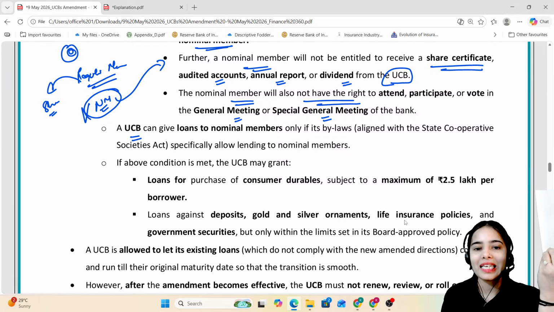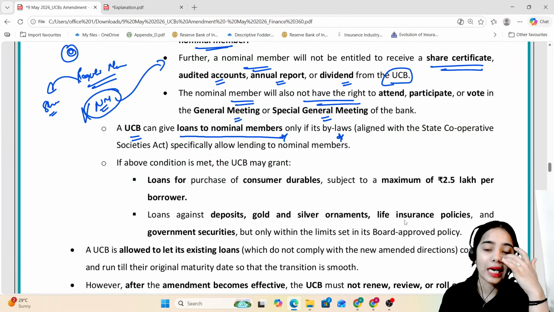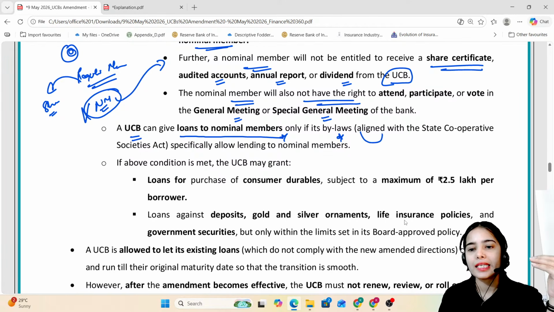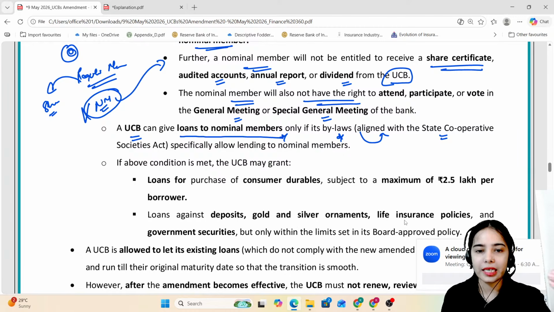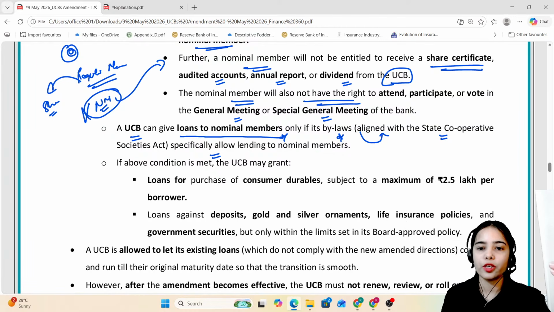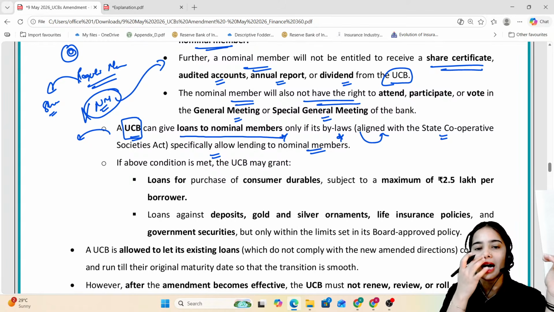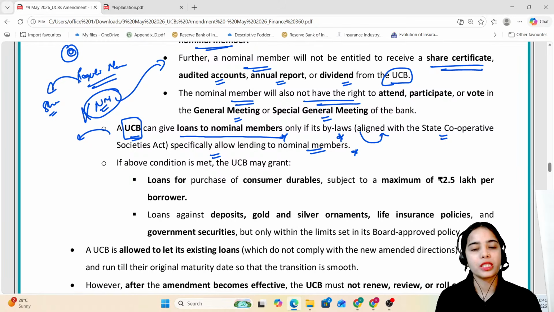So an urban cooperative bank can give loans to nominal members only if its bylaws, that is the laws related to the urban cooperative bank, aligned with the State Cooperative Societies Act, specifically allow lending to nominal members. That means the rules and regulations under which the urban cooperative bank was created, the bylaws of the urban cooperative bank, must have the norms to allow lending to nominal members. Then only can an urban cooperative bank lend to nominal members.